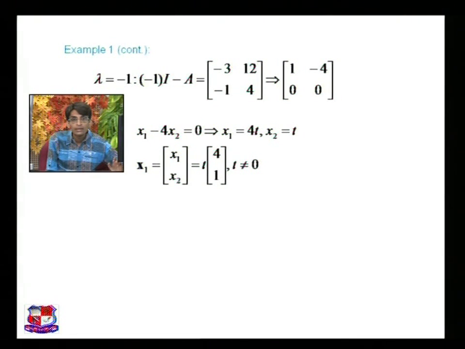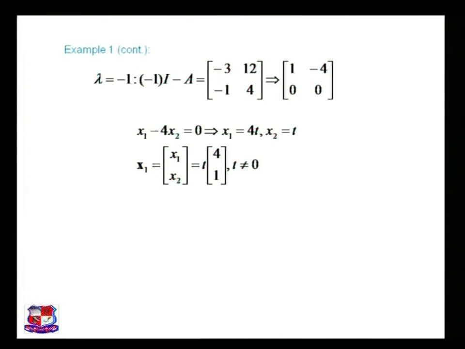And by solving A minus lambda I into x is equal to 0, if we multiply this matrix with the column vector, that is our eigenvector x1 x2, then we will get x1 minus 4x2 is equal to 0. Here this one into x1 minus this one into x2, so we get x1 minus 4x2 is equal to 0, and the second row is equal to 0.